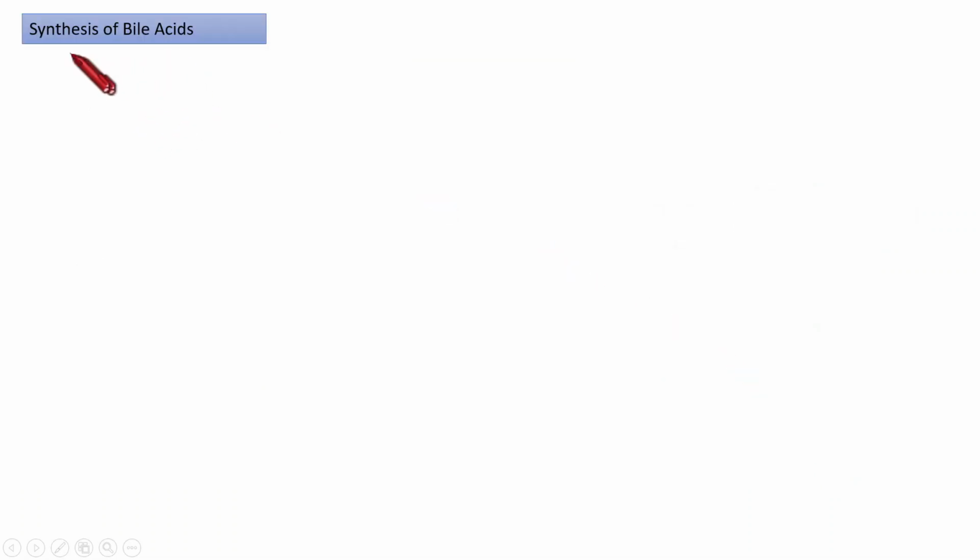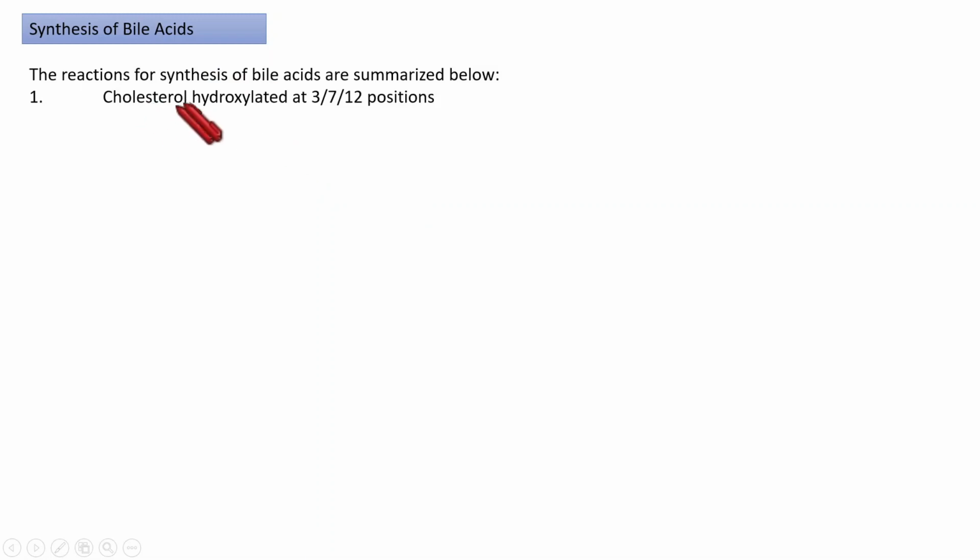Next, we are going to see the process of synthesis of bile acids. The main important reaction happening during the synthesis is hydroxylation. I already told you that bile is formed from cholesterol. So the cholesterol undergoes hydroxylation mainly at the 3rd, 7th and 12th positions, depending upon the different types of bile acids. So that is the first reaction in the synthesis pathway.